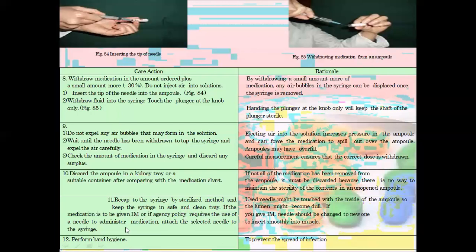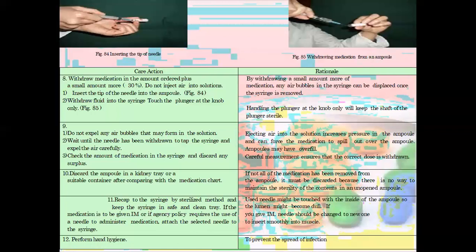If the medication is to be given IM or if agency policy requires the use of a needle to administer medication, attach the selected needle to the syringe. Recap the syringe by sterilized method. Usually we do not do the recapping, but in this case we have to do the recapping because we will not perform the procedure. Meaning, we have not given any IM or IV injection yet, so we will recap the needle if the medication is to be given.